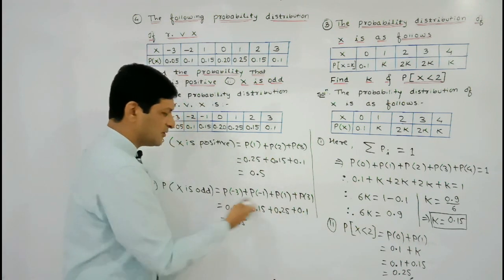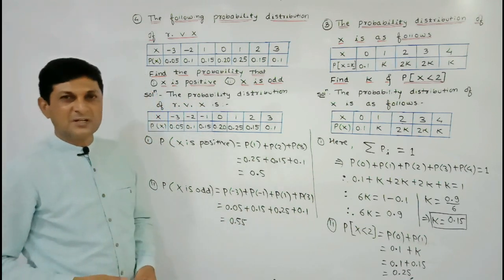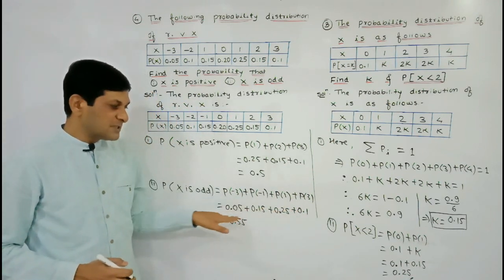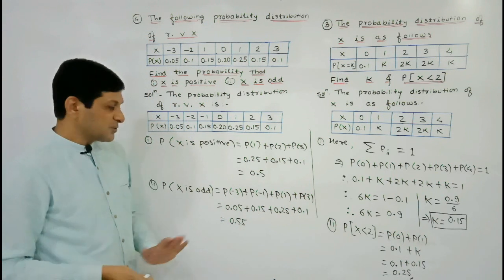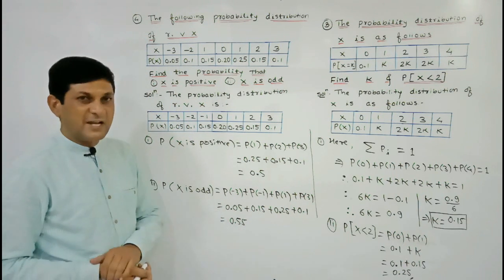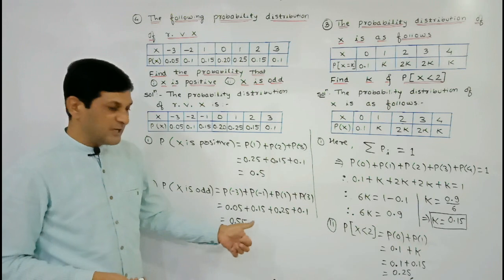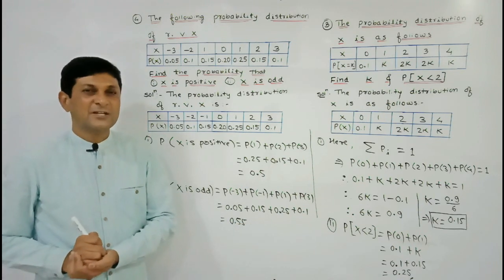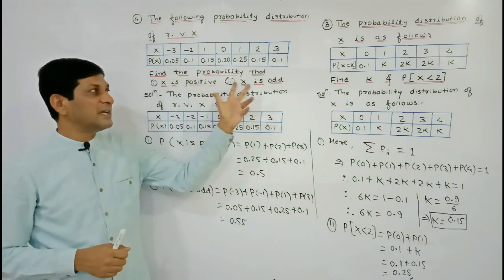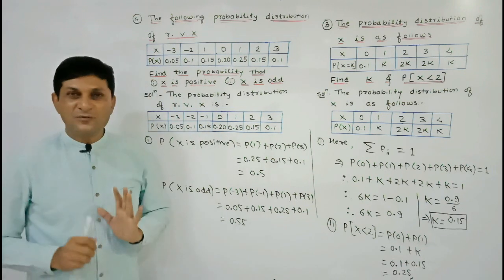So this is simply the calculation part. Easily you are able to add these numbers which are in decimal form. So in this way we have got the second required value also. Probability of x is odd will be equal to 0.55. So in this way we have completed both the examples from question number 4 also.